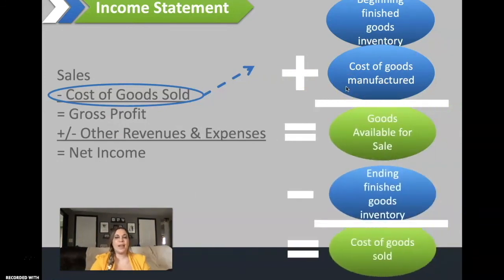When we add that together, we get the goods available for sale. We'll then subtract our finished goods ending inventory from the end of the year. This will give us our cost of goods sold. Now, in summary, the income statement is the same, except cost of goods sold will just be split up and it'll show the full picture on what is going on with it. Instead of just putting it on one line, it will be very detailed like this.